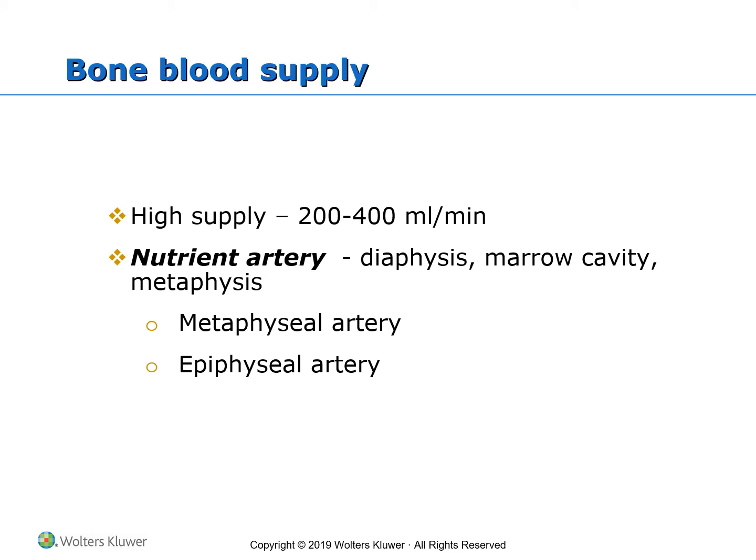Each bone has also a blood supply. The bigger the bone, the more important and bigger will be the artery that will supply that bone. And you can see that it says a high supply because it takes up to 400 milliliters per minute just to the bones in terms of blood flow.